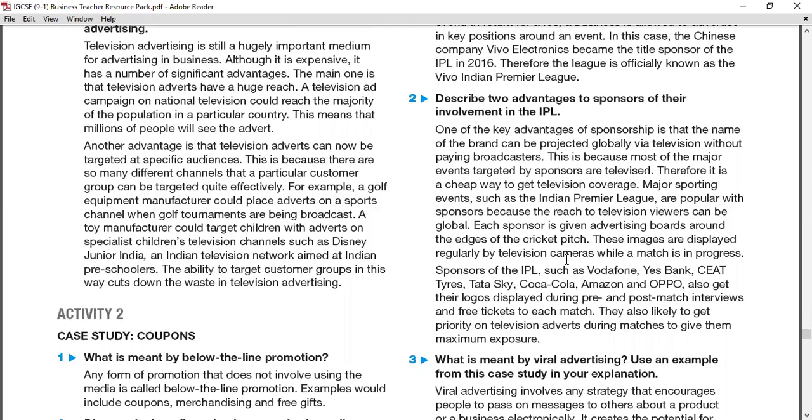You don't need to pay for all the broadcast. It is broadcast in 200 countries. It's free, right? So the other thing is sponsors such as Vodafone, Yes Bank, Seat Tires, Tata, Coca-Cola, Amazon, Oppo get their logo displayed during the pre and post match interviews with the cricketers. These things are very popular.